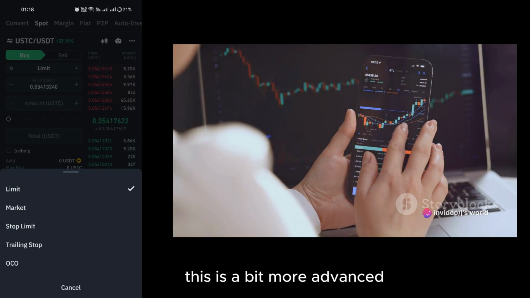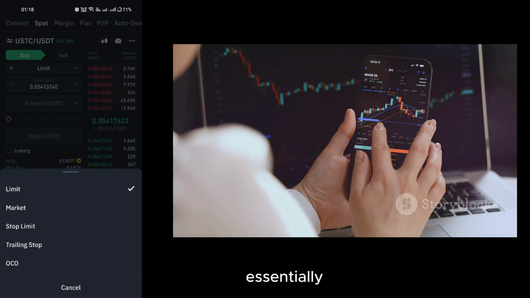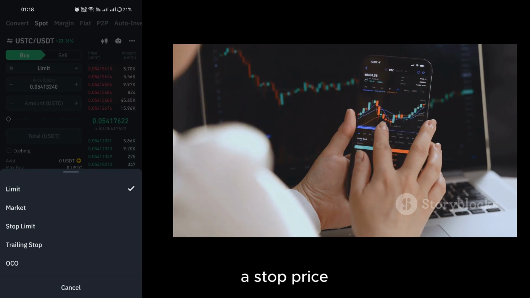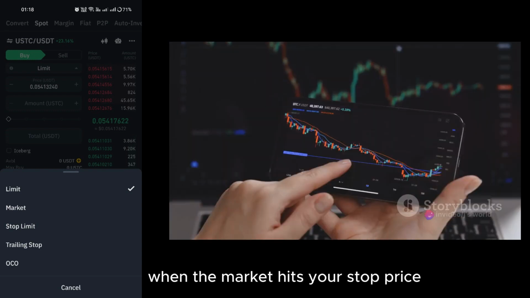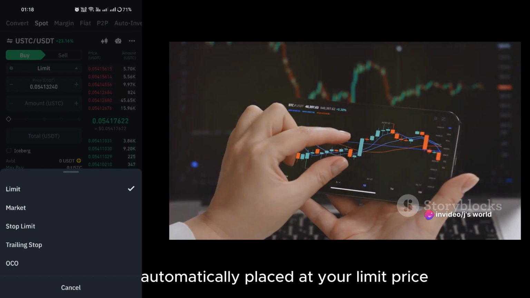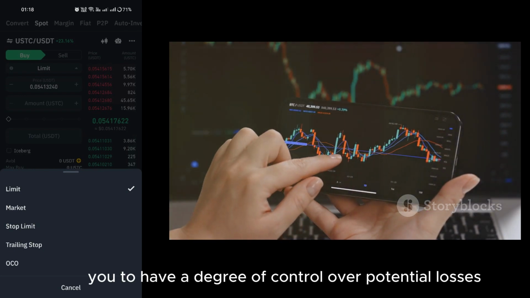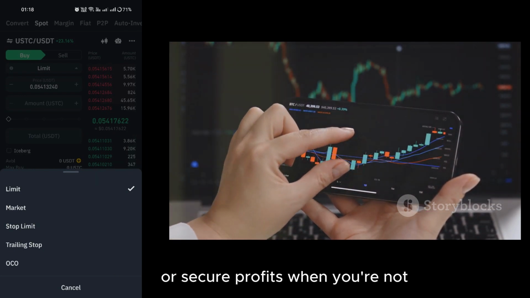This is a bit more advanced, but comes in handy for managing risks. Essentially, you set 2 prices, a stop price and a limit price. When the market hits your stop price, a limit order is automatically placed at your limit price. This allows you to have a degree of control over potential losses or secure profits when you're not actively watching the market.